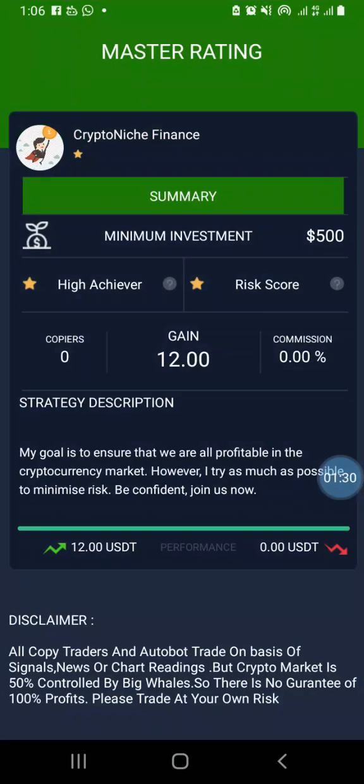So you click on this, so it shows you the analysis, like, okay, my goal is to ensure that we are all profitable in a day. Okay, that is the description. So look at this. In the last few hours that this strategy was activated, a profit of $12 has been made off the market. Okay, so there is no loss so far, it is just profit.